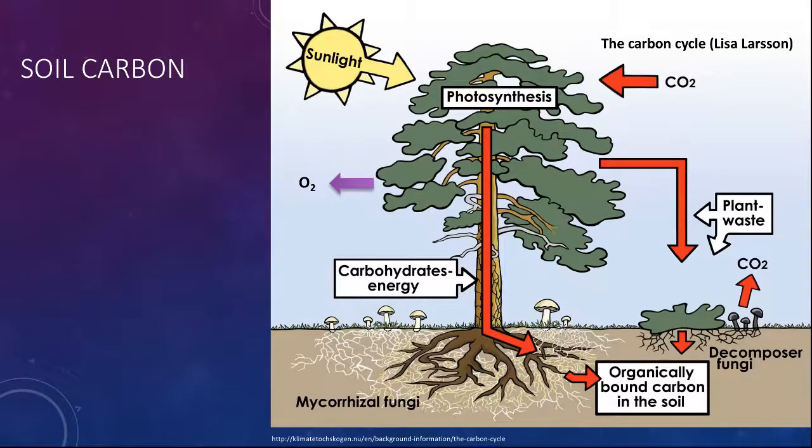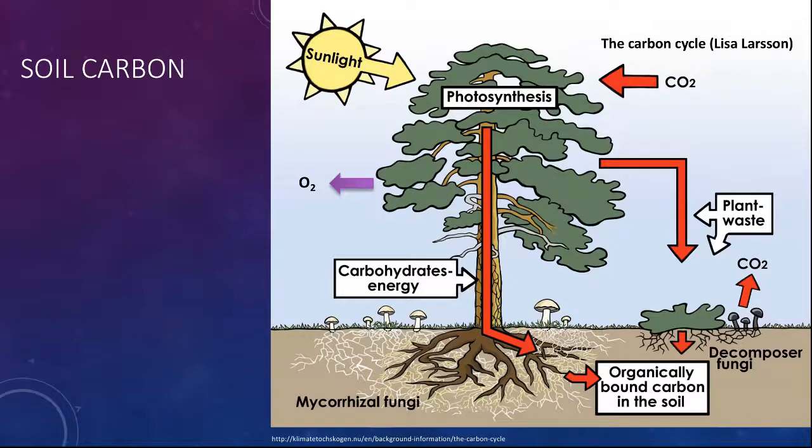Soil carbon is so important. The way it works is that sunlight and carbon dioxide and water enter plants, and what happens is they photosynthesize, so they convert the carbon dioxide into carbohydrates or sugars, plant sugars, releasing oxygen as a byproduct which we breathe in. We then release carbon dioxide and the cycle continues.